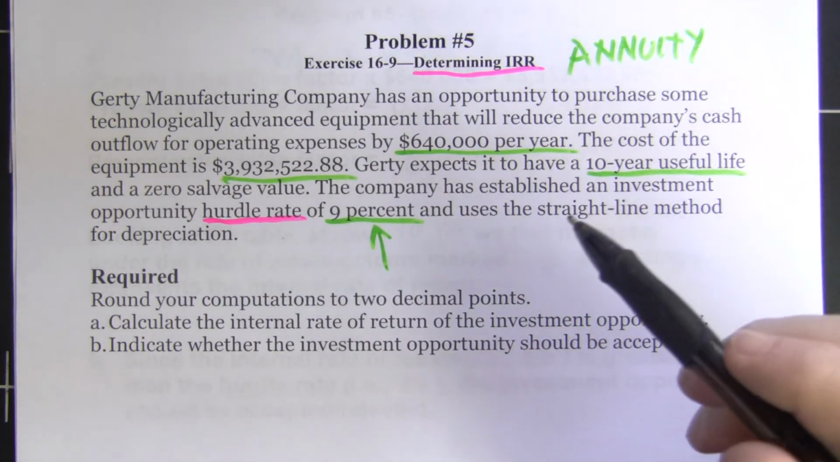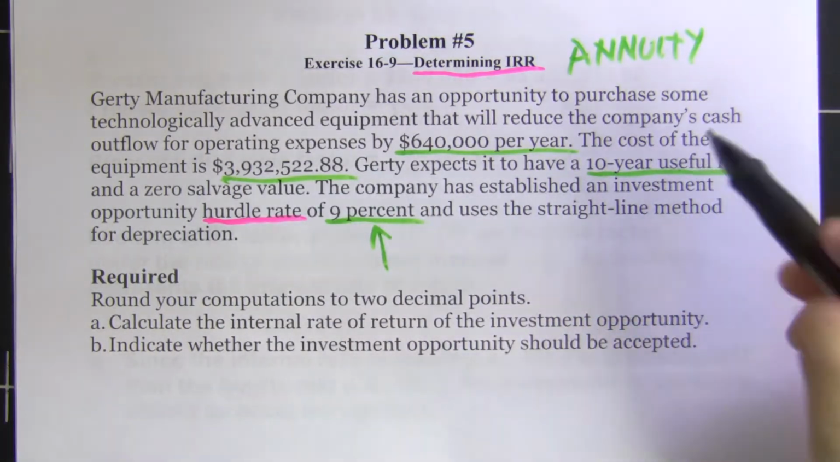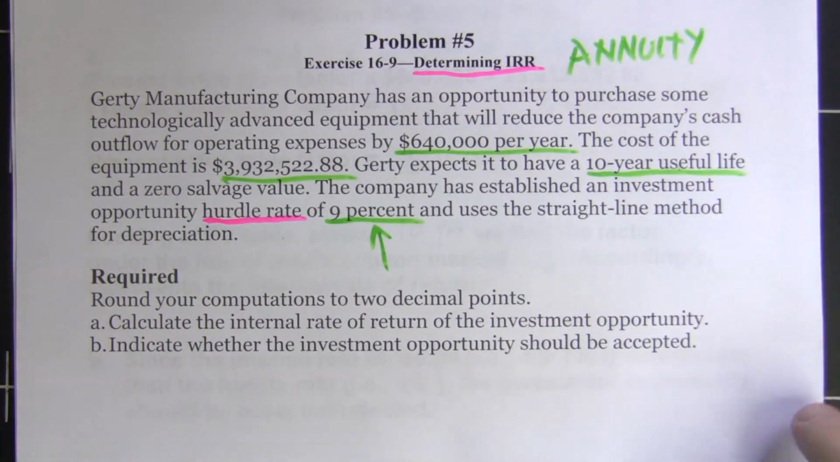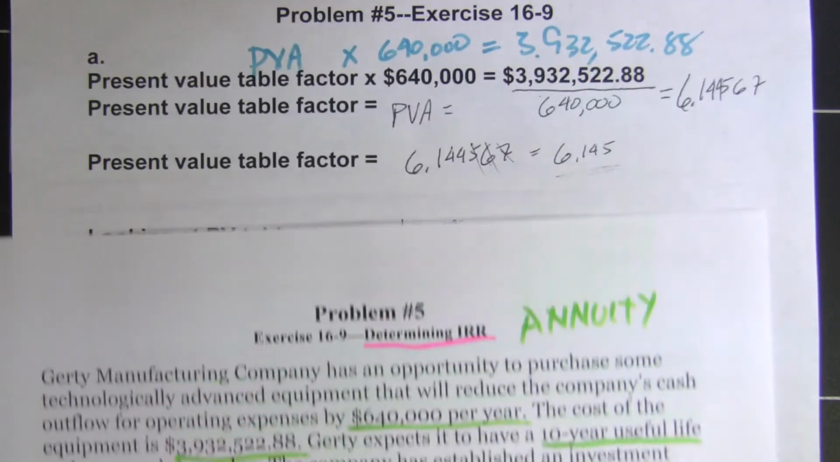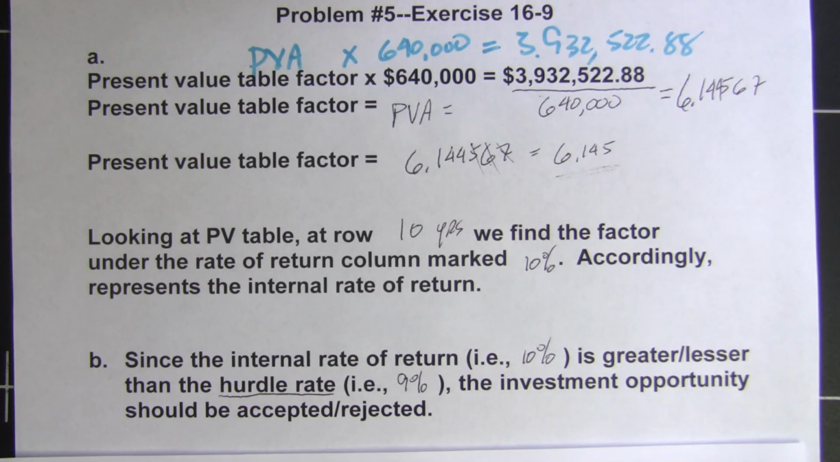Generally speaking, we have a hurdle rate of 9%. This is a 10-year investment. Our minimum acceptable rate of return is 9%. This project will return 10%, we need to do it.